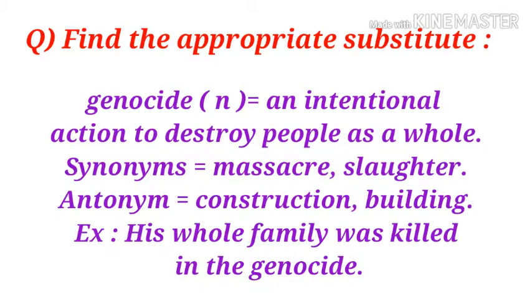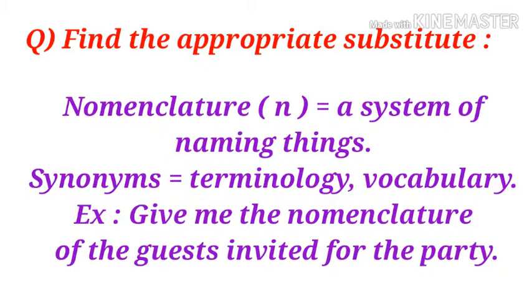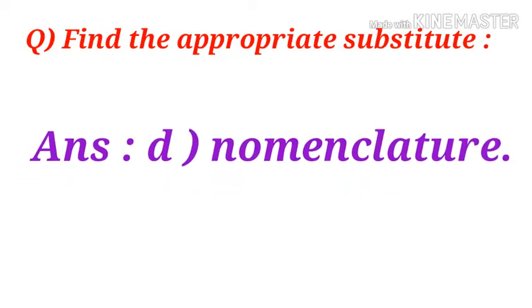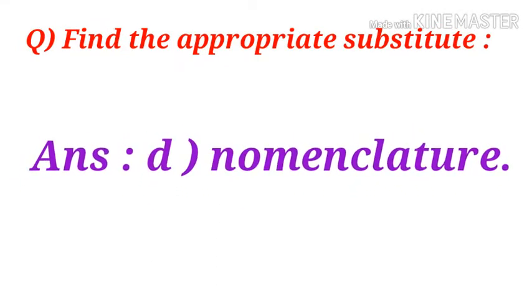Example, his whole family was killed in the genocide. That means it is an intentional murder which was done by some people and his whole family was killed in that genocide. Okay, and the fourth option is nomenclature, a noun which means a system of naming things. Its synonyms are terminology, vocabulary, and its example is, give me the nomenclature of the guests invited for the party. That means we do not name people simply. We have a system that these people will be named here, these people will be named here, like this. So this is known as nomenclature, and we have got the meaning also. So we can obviously tell the answer to question number 3. Option D is the answer to question number 3, that is a system of naming things.